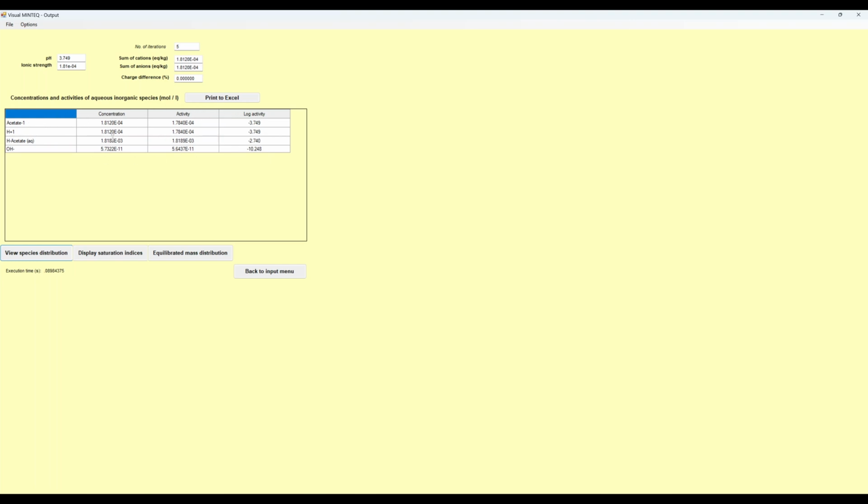So now this is basically the main table. It's giving us the concentration of individual species: acetate, proton, acetic acid, and then hydroxide. And then not only concentration, but also the activity and log of the activity. And obviously we can quickly calculate the activity coefficient here. Let's just actually do that for one of the species.